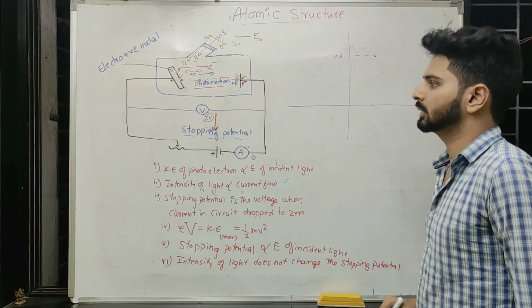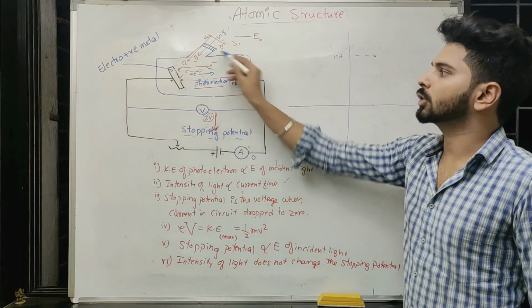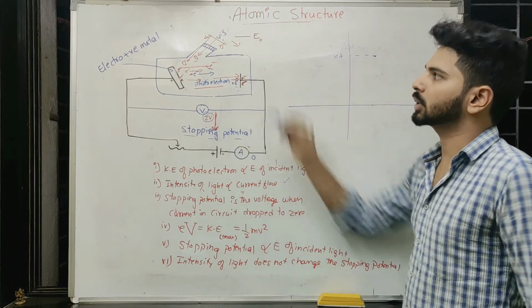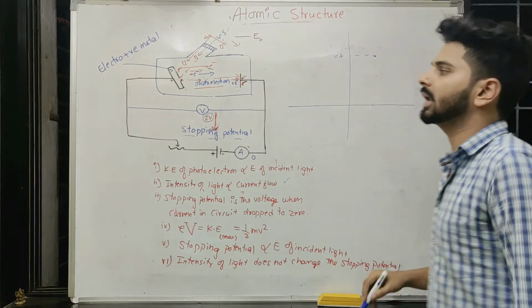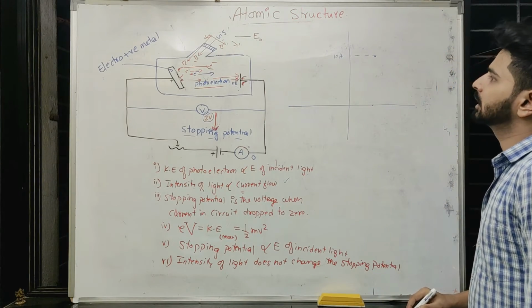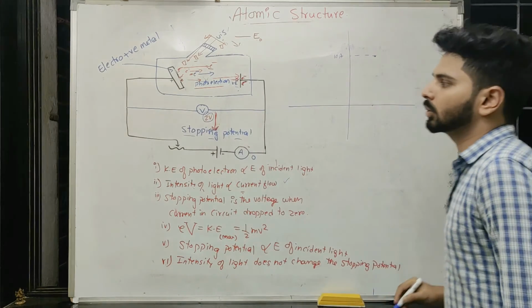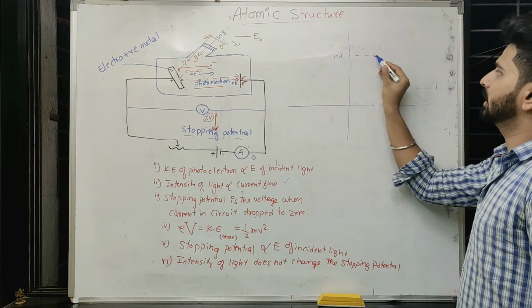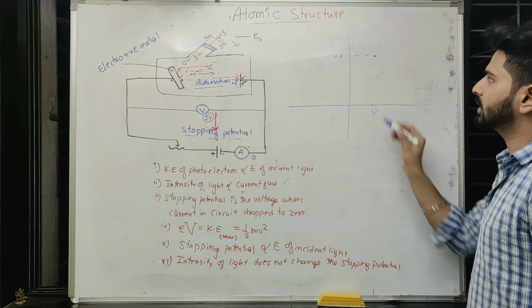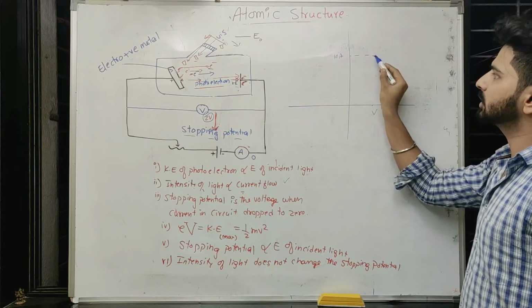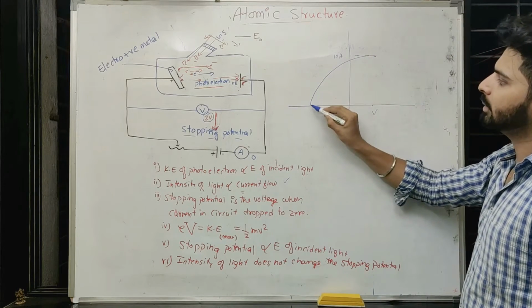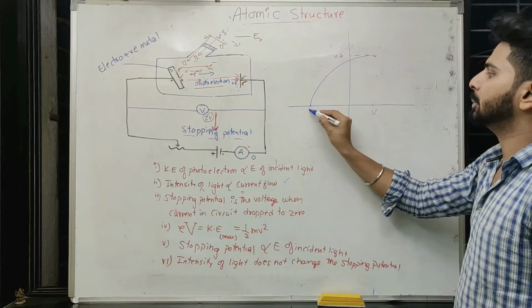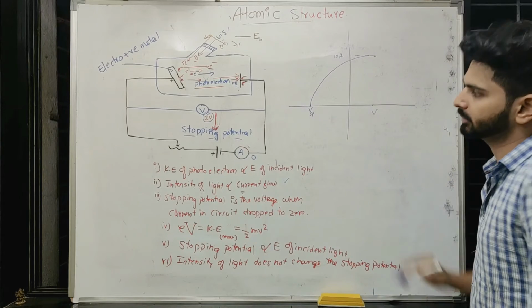Now since all photoelectrons have the same kinetic energy, because they got ejected only by visible light photons, if I reverse this voltage, then what happens? Let us say this is the voltage, now I'm reversing, so this current will become 0 at a point, and that particular point is called the stopping potential.